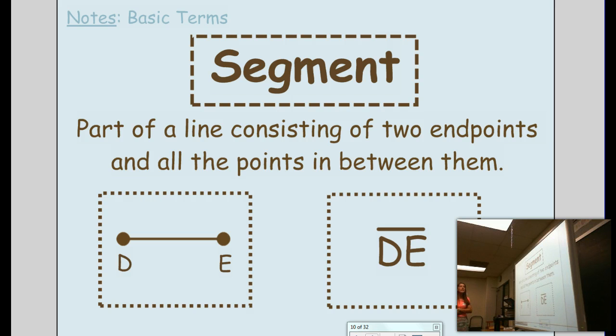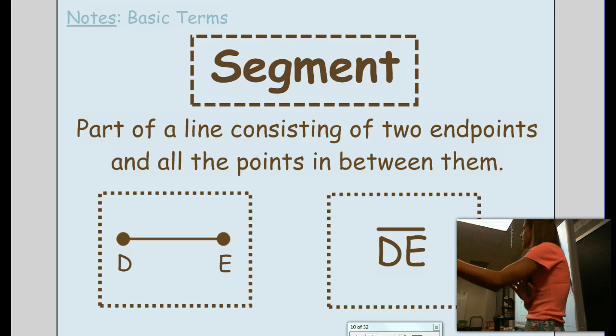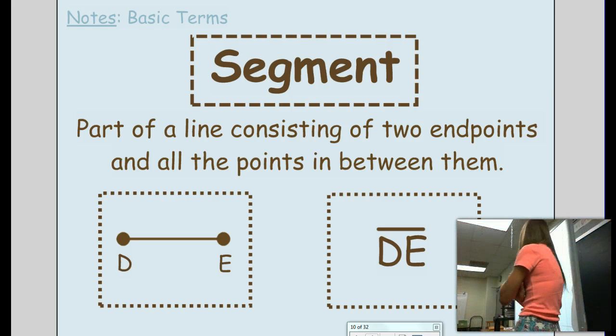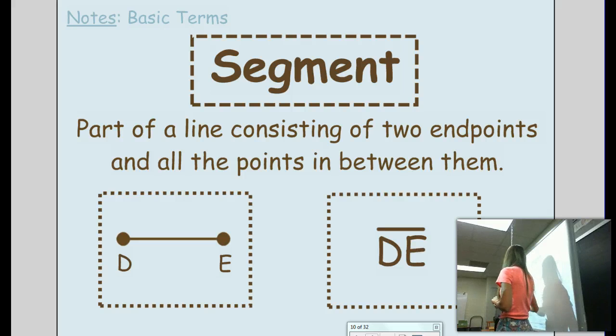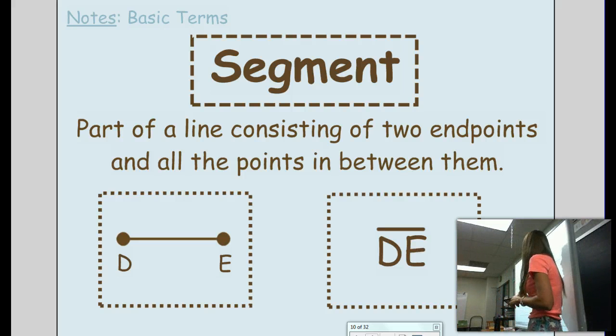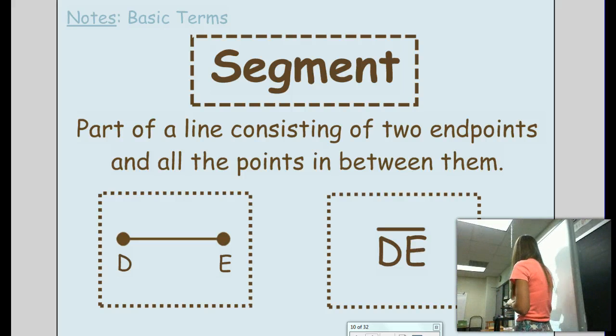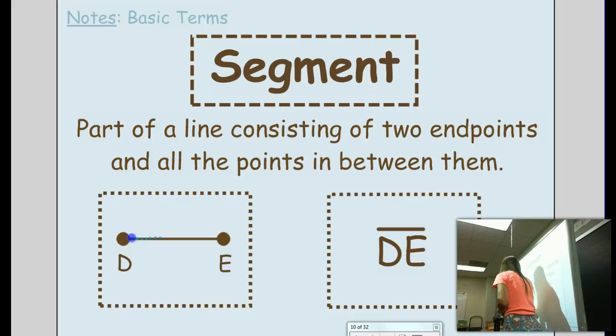How many points are in a segment? Do you know? It has two end points. Someone said two. I agree. There's two end points. But what's happening in here between those end points? There's more points and more points and more points, right? Point, point, point, point, point. It's just a series of points. That's what a segment and a line are. They're a series of points.